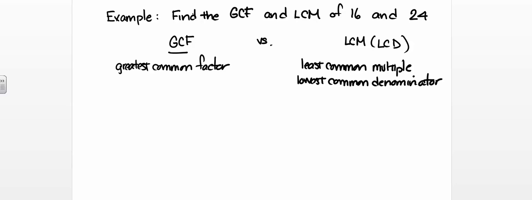Students sometimes have a difficult time distinguishing between the two concepts of a greatest common factor or a least common multiple. So we're going to use this example. We're going to find both the greatest common factor and the least common multiple between two numbers, 16 and 24. Okay, so our two numbers that we're working with are 16 and 24. But let's talk a little bit about what each of these means.